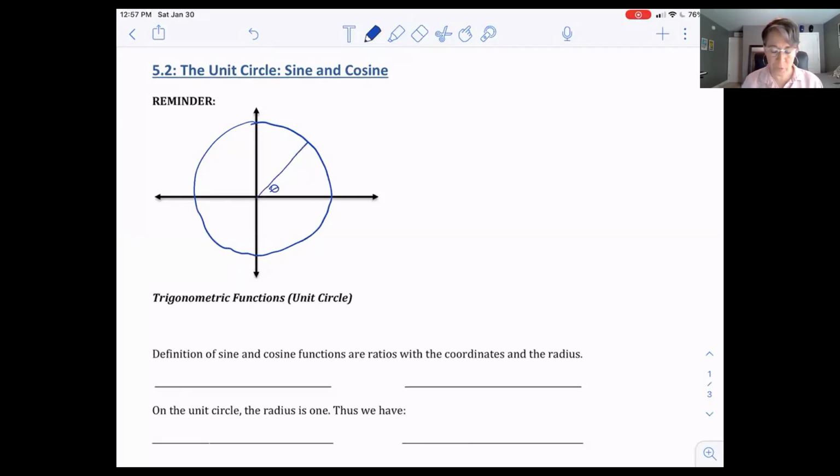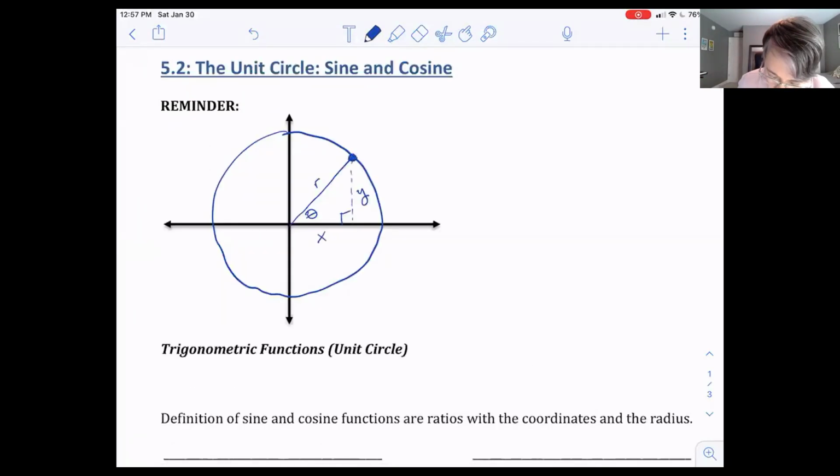standard position, we could also create a right triangle where our radius is the hypotenuse of that right triangle. The x coordinate is the length of one of the legs, and the y coordinate would be the length of the other leg. In other words, this point here would be the point xy on that circle.